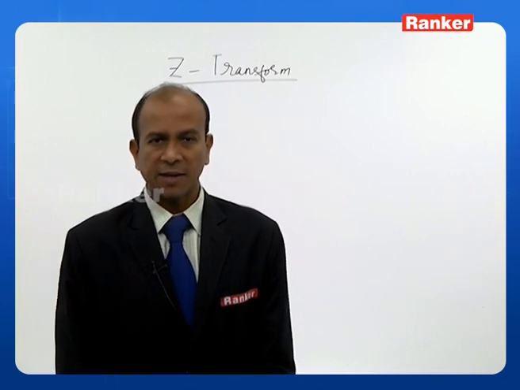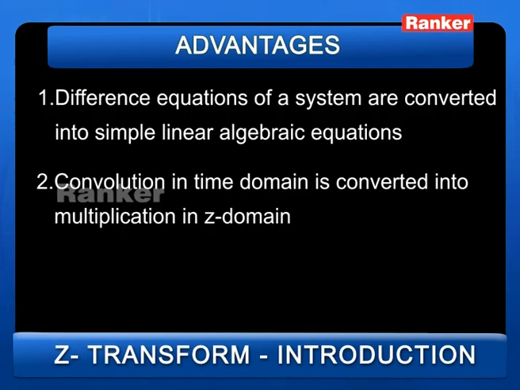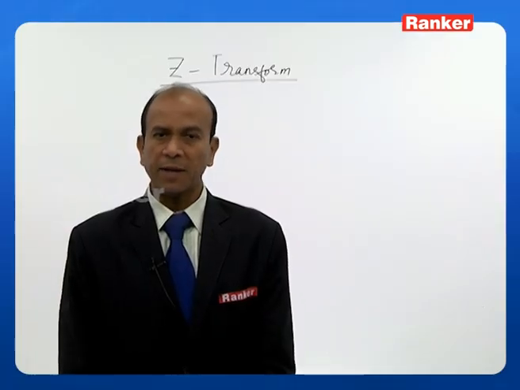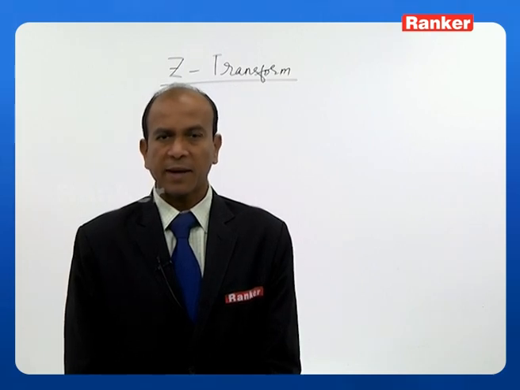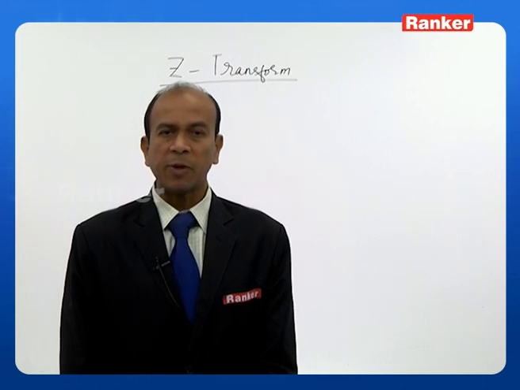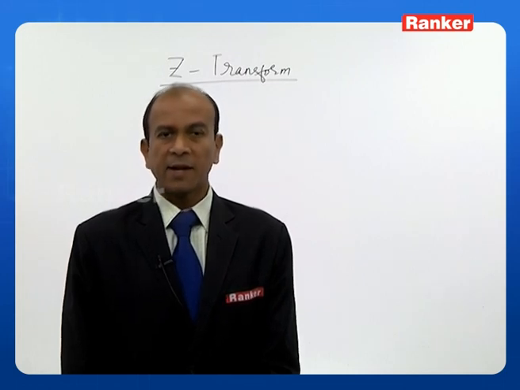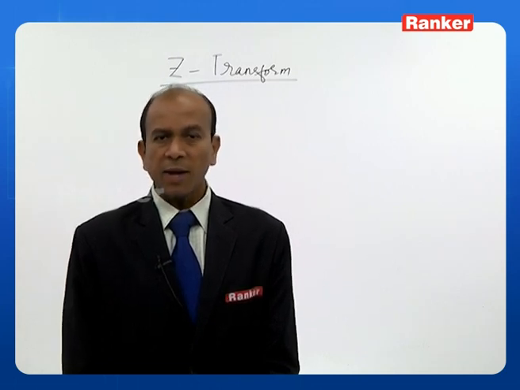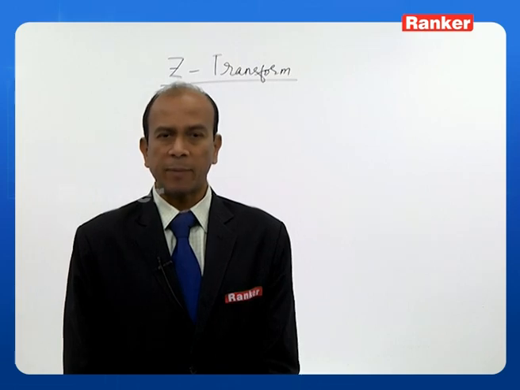Let us see the second advantage. The convolution in time domain is converted into multiplication in z domain. So, when I convolve two signals in time domain and calculate the z transform, it will be a simple product. That is, instead of convolving in time domain, if I multiply them in the z domain, it will be the same as convolution in time domain.